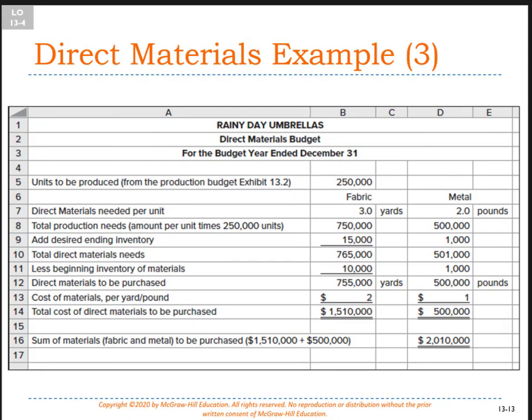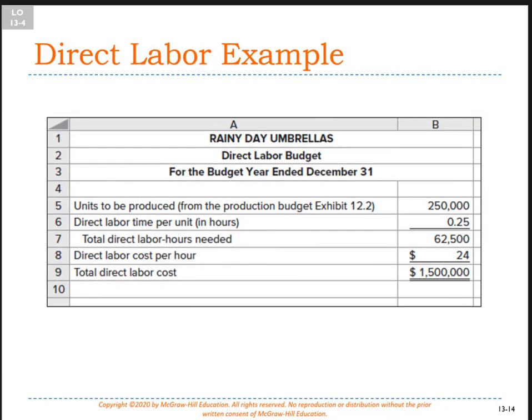So then we're given what it costs per pound and per yard. We just simply multiply that. Now we've converted it to dollars. Now we have dollars that we need to spend, that we will need for things like cash flow. That's how much money we need. So we've converted how many piles of stuff we need to how many dollars we actually need to buy and pay for. And then we can add them together if we want a total budget for all the direct materials.